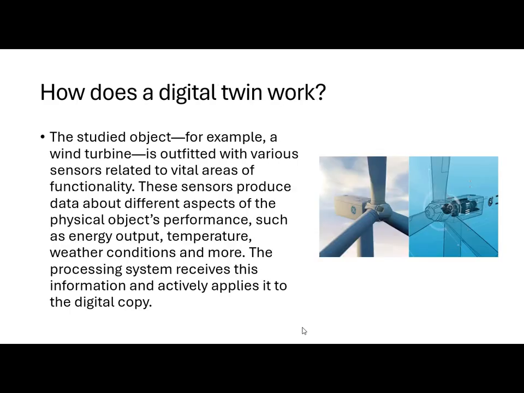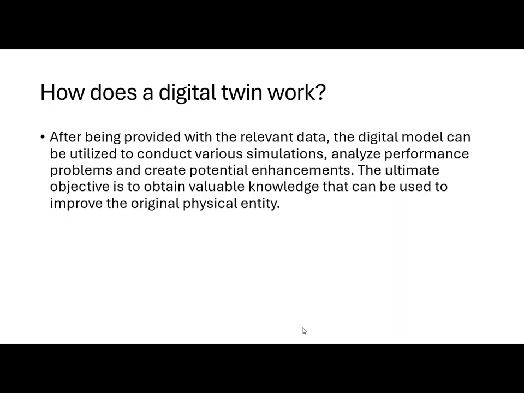How does a digital twin work? We are using an example here of a wind turbine. It is fitted with various sensors related to vital areas of functionality. These sensors produce data about different aspects of the physical object's performance, such as energy output, temperature, weather conditions, and more. The processing system receives this information and actively applies it to the digital copy.